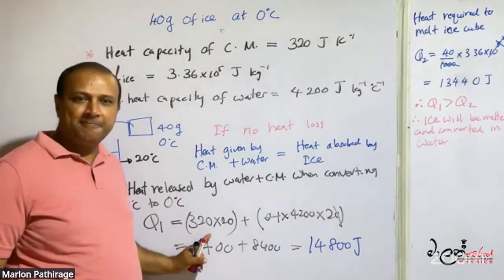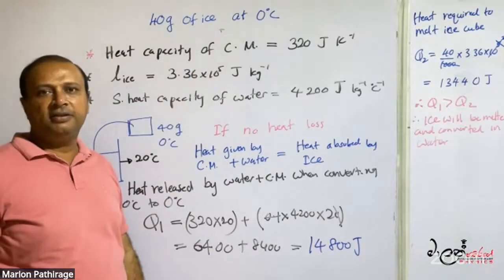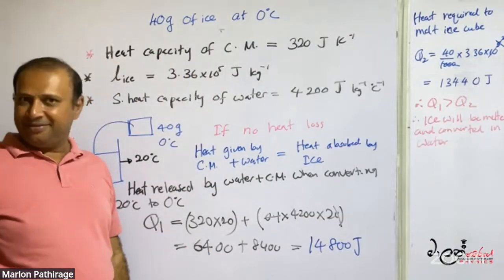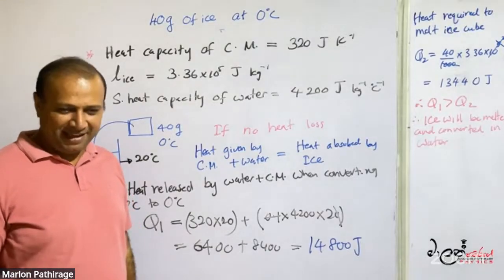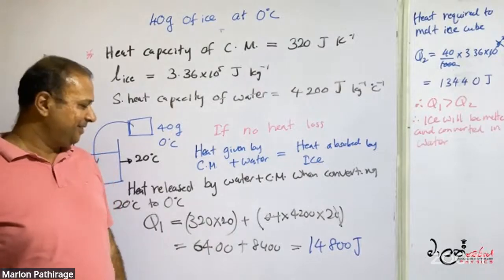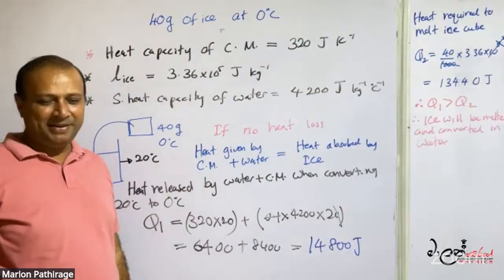Heat capacity of the calorimeter is 320. Heat capacity means the product of m and c.